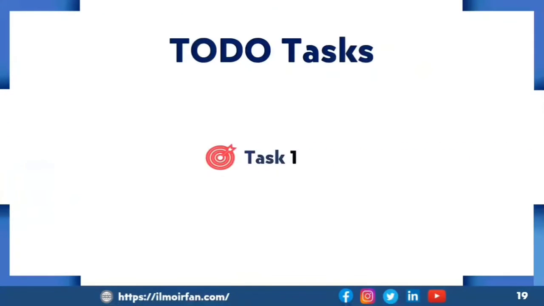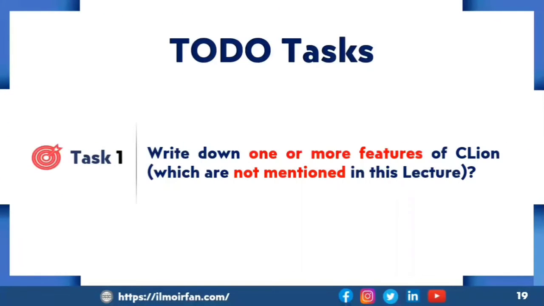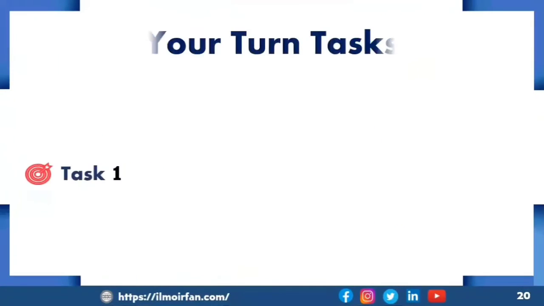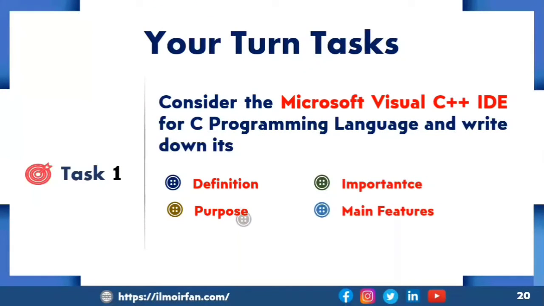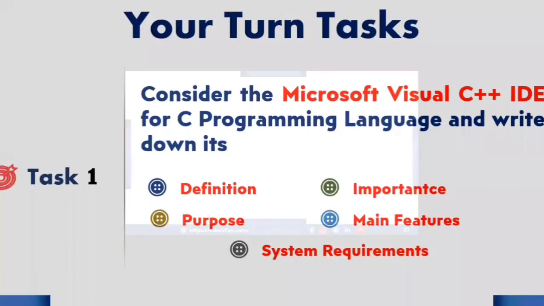To-do and your turn tasks. The to-do task for this part of lecture is to write down one or more features of CLion which are not mentioned in this lecture. And your turn task is to consider the Microsoft Visual C++ IDE for C programming language and write down its definition, purpose, importance, main features, and system requirements.